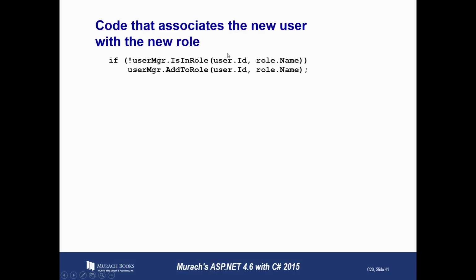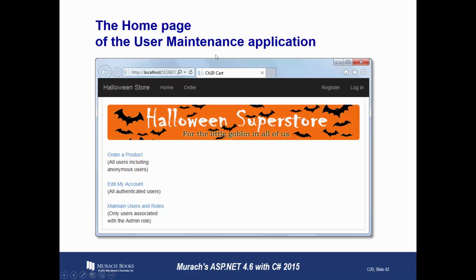The next thing that's discussed in here is they have this home page of the user maintenance application. Now think about this before we go through it, okay? I don't care about HTTP and all that other stuff, but if this is a user maintenance application and you want to be able to edit an account, or you want to be able to maintain users and roles or order a product, well, who can order a product? Ideally, anyone, I would think. I should be able to edit my own account, so that should be everyone. But maintain roles and users, those should just be certain people.